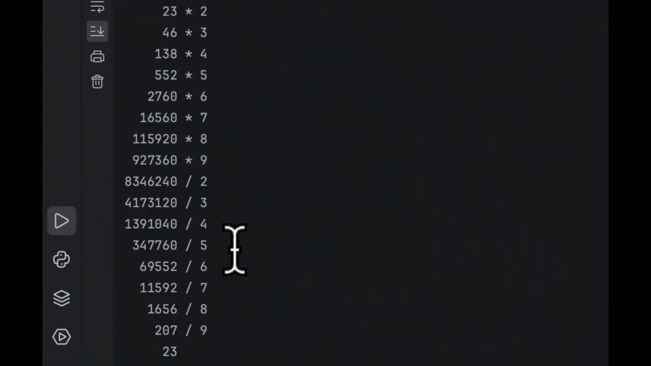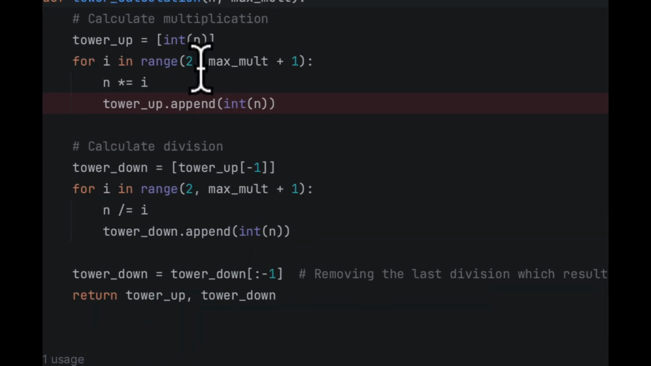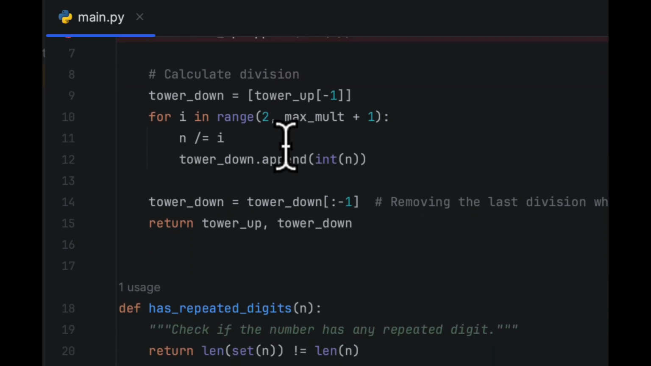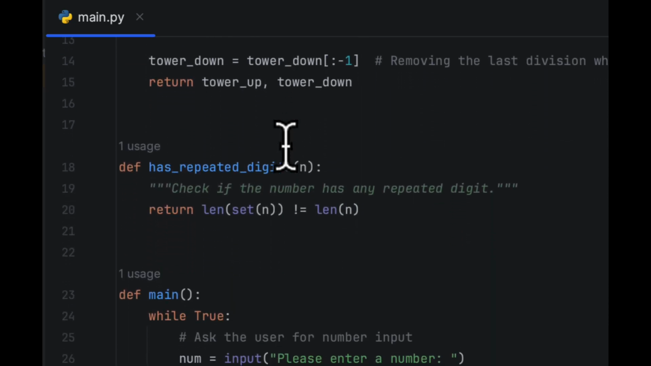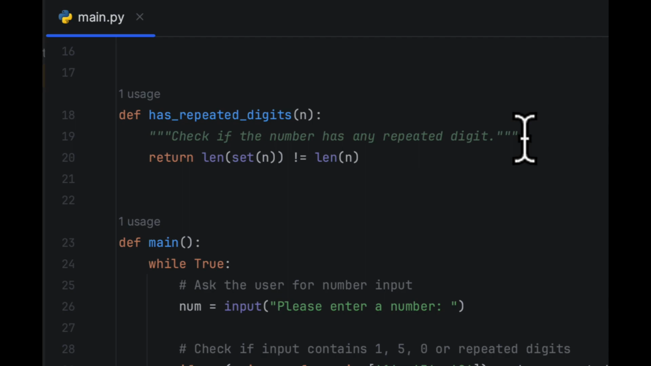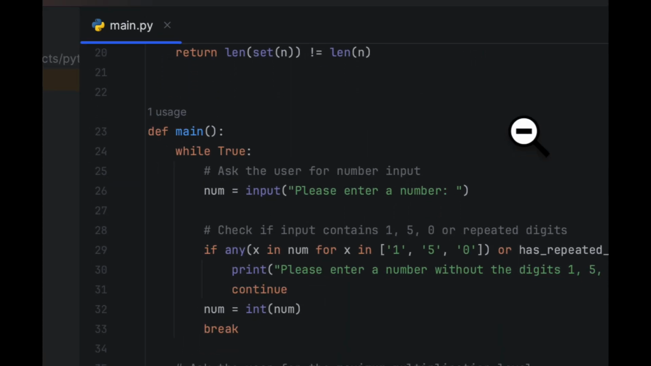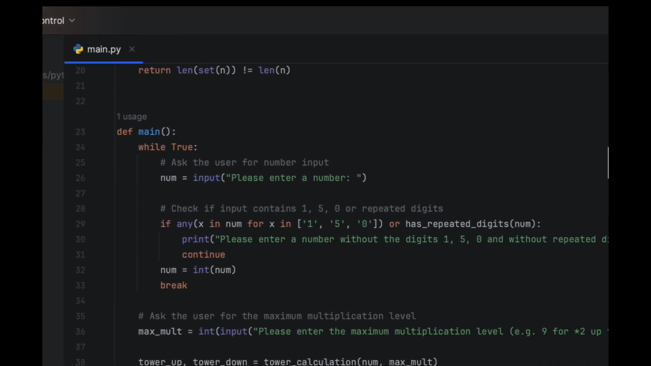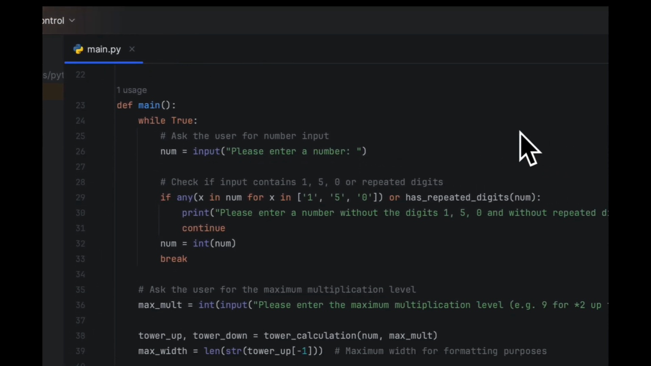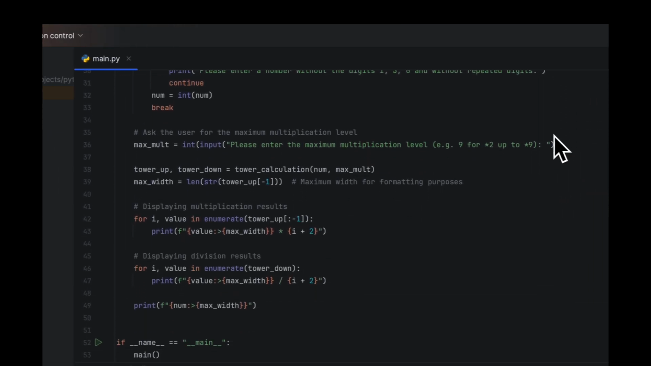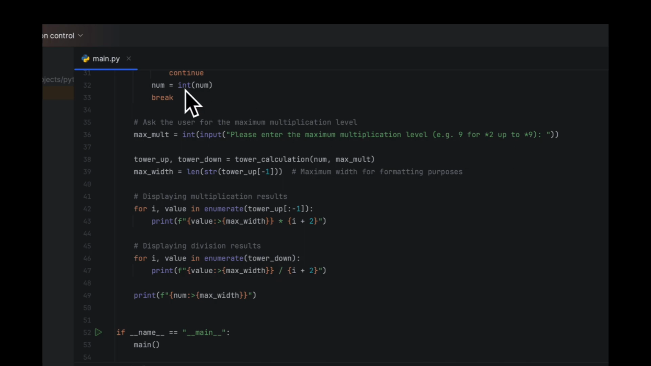Back in the PyCharm window, I quickly lay out the 3 little functions of the program to you. In the first one, I just do the multiplication and the division. In the second one, I check if there is any repeated digits, and the third one asks the user for the number input, checks for any ones, fives, or zeros, and has the maximum number of multiplications defined. A little formatting for the cone look, and then we print it.